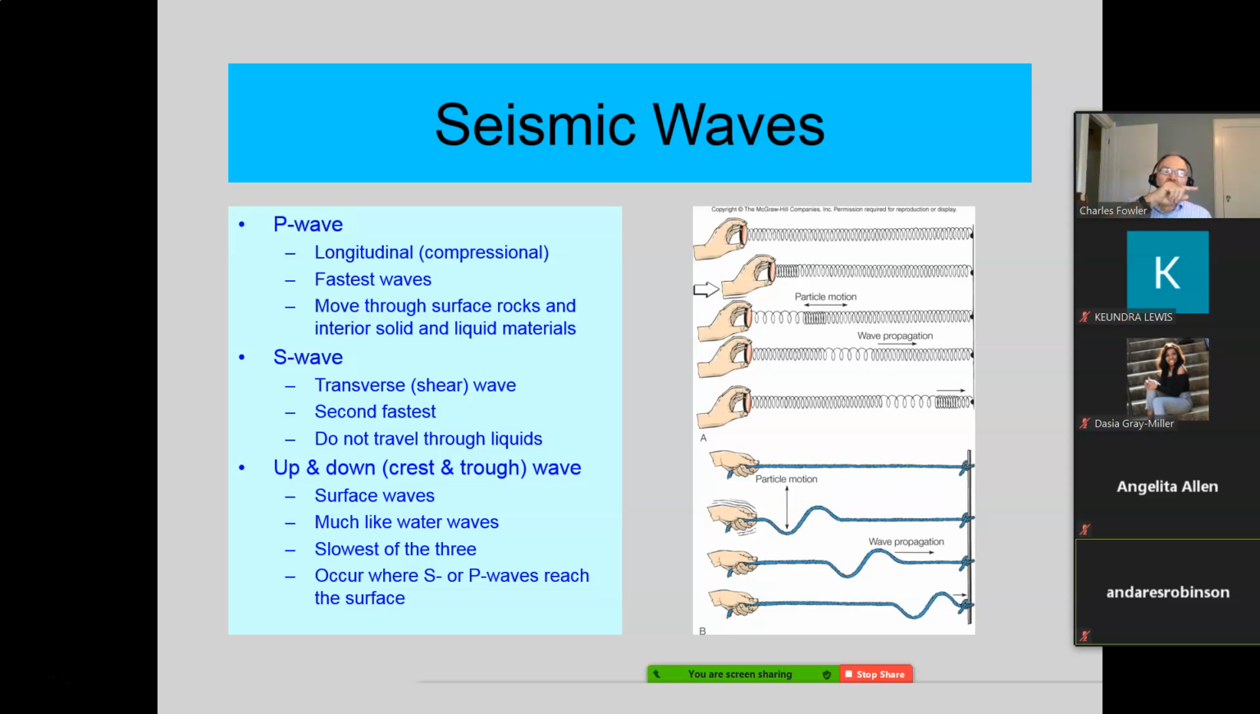And what happened, you see that little hump moving down the hose. I would do it as hard and fast as I can to see how far down the hose I could do it. Well, guess what? That was a shear wave, a transverse wave, because my motion was up and down, but the wave propagation was horizontal. I was up and down, it was horizontal. That's a transverse or a shear wave.